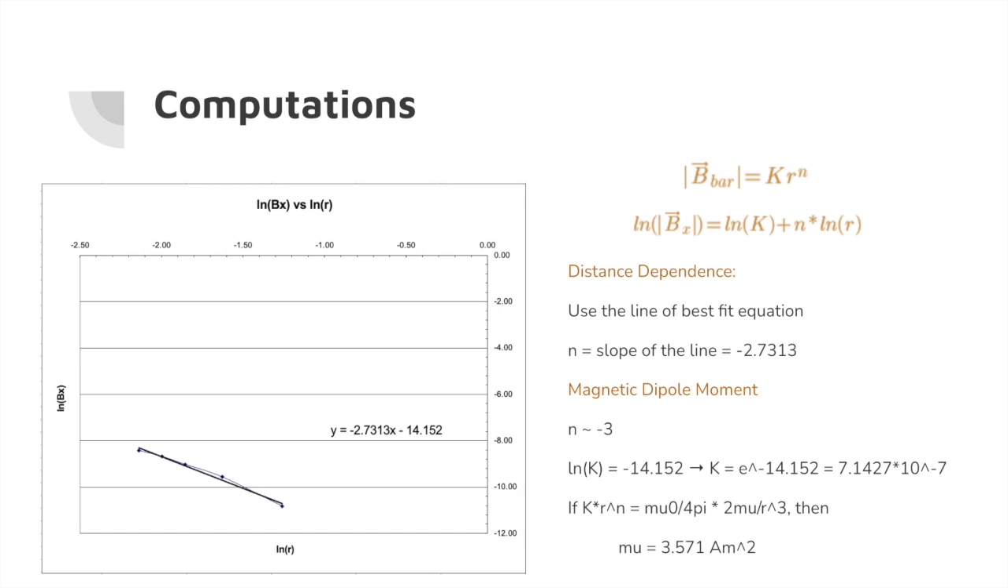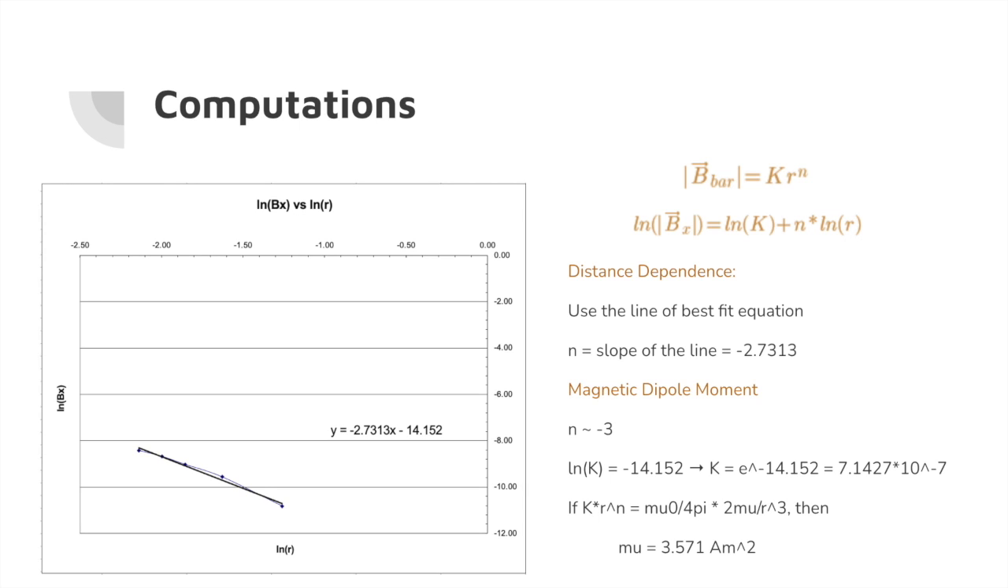Now that we have all of our data, we can solve for the distance dependence and magnetic dipole moment. To find the distance dependence, we can just use the slope of the line of best fit. For this experiment, this yields a value of negative 2.7313 for n. For simplification purposes, we are going to estimate n as negative 3 for the magnetic dipole moment calculations. To find k, we can also use the graph. The y-intercept is equivalent to the natural log of k.